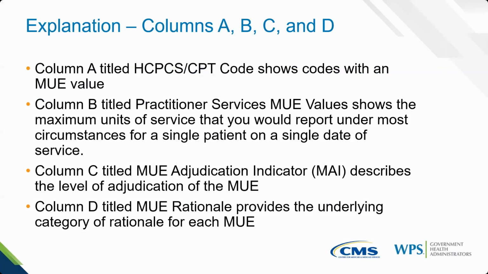Column B is titled Practitioner Services MUE Values, and this shows the maximum units of service that you would report under most circumstances for a single patient on a single date of service. And remember, these are not utilization parameters. Column C is titled MUE Adjudication Indicator. That's MAI, excuse me, MUE Adjudication Indicator, and this is the column that describes the level of adjudication of the MUE during the claims processing process. Column D is titled MUE Rationale, and this provides the rationale for each medically unlikely edit.